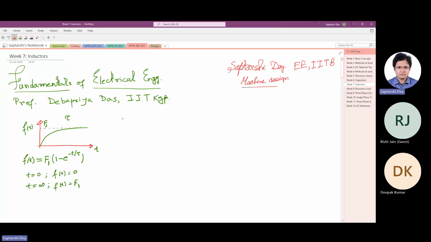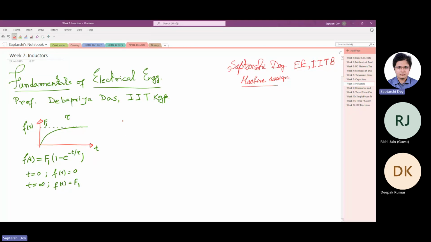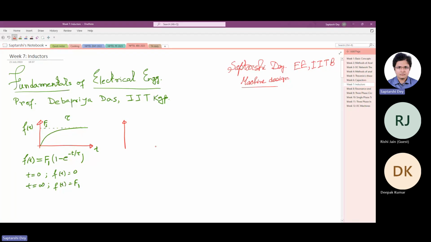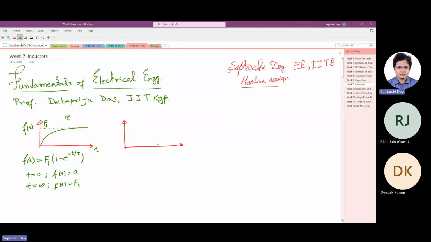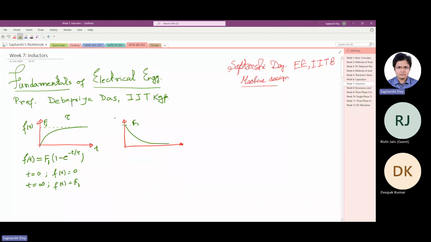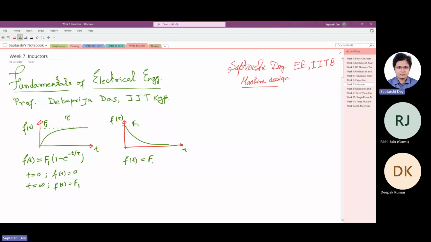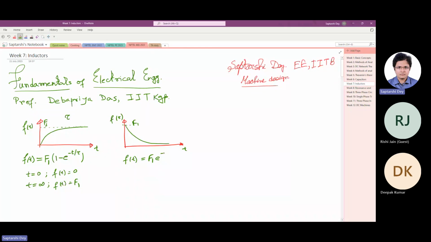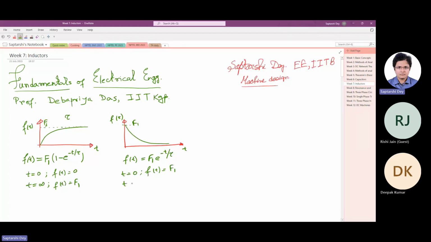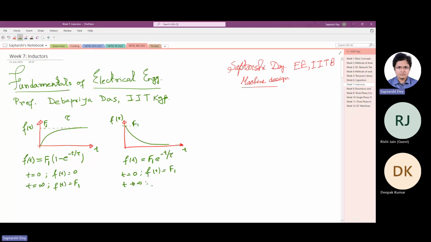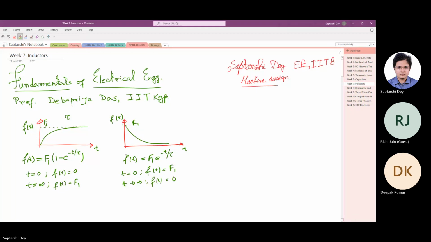Now this is exponential increment, and the other one is exponential fall. Exponential fall looks like this, and say the initial value is f1, it's f(t) versus time. So this one will be what I wrote earlier by mistake, f1 e to the power minus t by tau. Tau is the time constant. Here also, if you put t equals 0, you get f(t) equals f1 because e to the power 0 is 1. And if you put t tends to infinity, e to the minus infinity is 0, so f(t) equals 0. Now, these are the simplest cases.